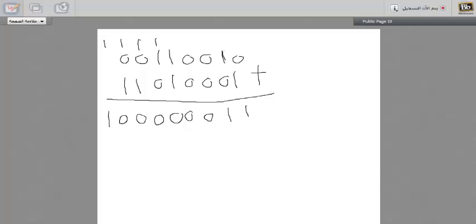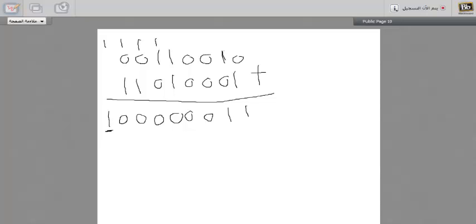What do we have here? Overflow. Yes, thank you. Now with the overflow, what do we do? When we have overflow in one's complement, what do we do with it? We add it. Yes. So how do I know it's an overflow? Yes, it's a ninth bit.